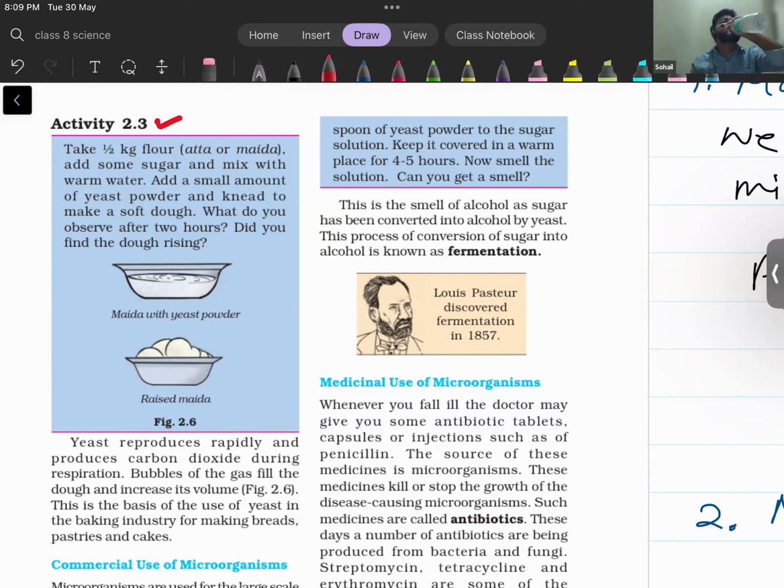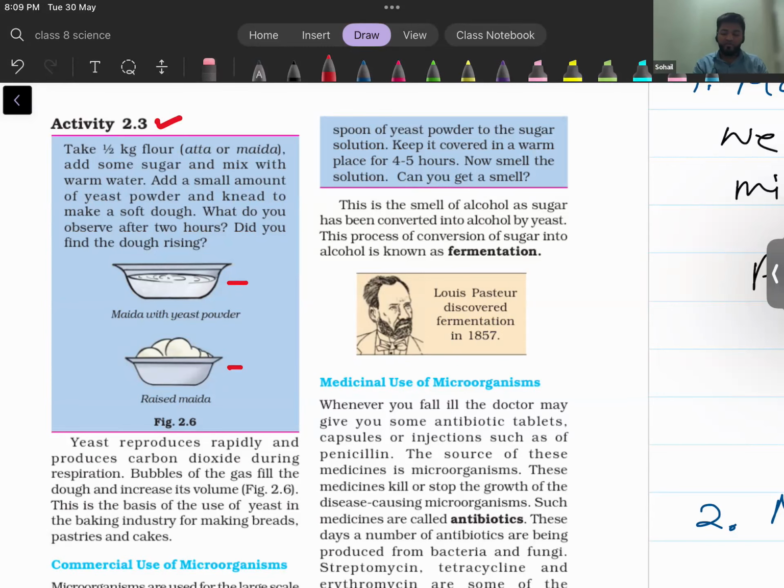What do you observe after a few hours? Did you find the dough rising? Yes, sir. So what is happening here? You will see the dough is rising. It starts to rise after some time. See the two figures here. In the second figure, the dough has risen above the level of the bowl.